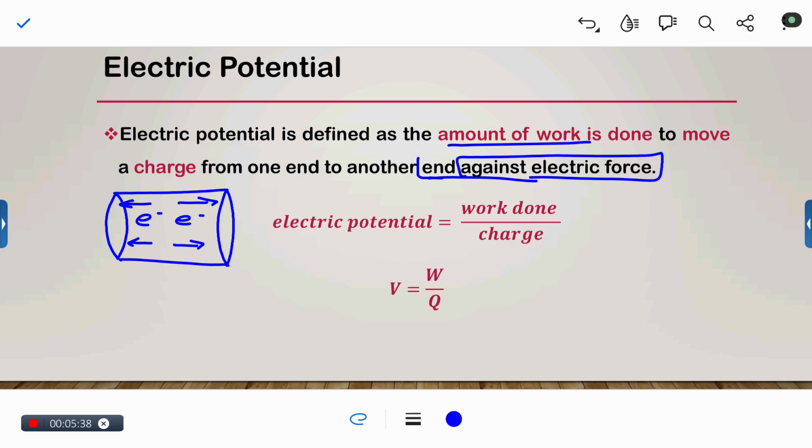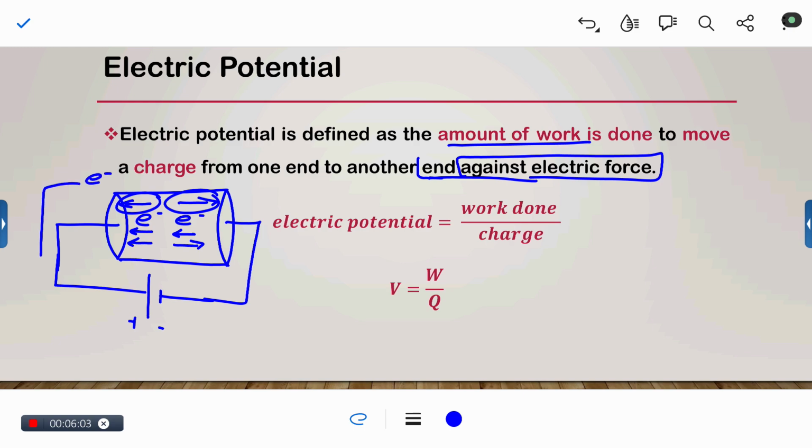So now what are you going to do? You are going to do some work against this electric force, and you are going to push all the electrons to move in one specific direction. That means the electrons will always move towards the positive terminal of the battery. They'll be giving the question like this.